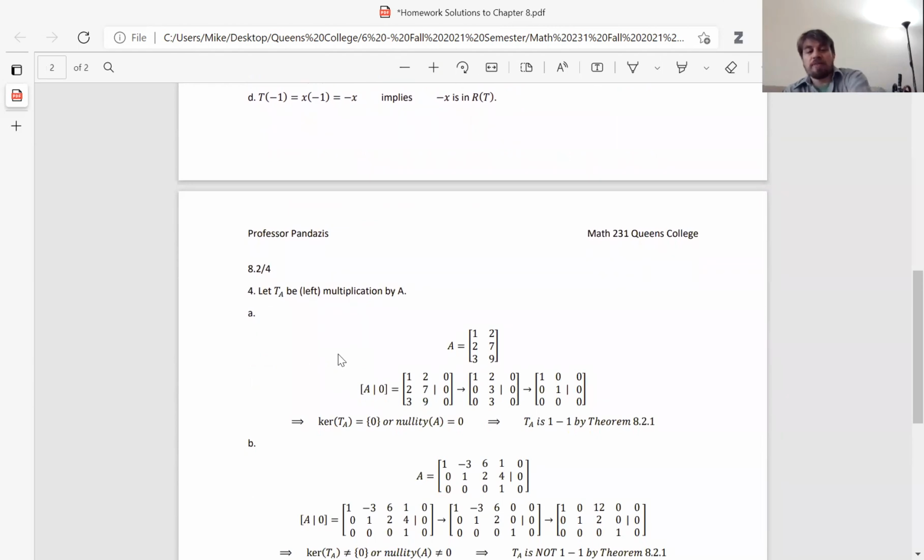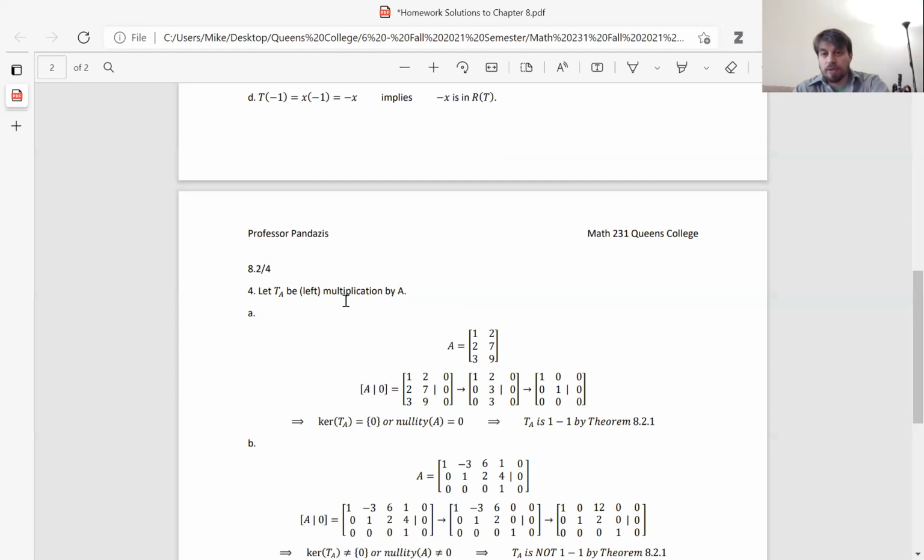The next problem is 8.2 number 4. It says determine whether multiplication by A is 1 to 1 by computing the nullity of A and then applying theorem 8.2.1. Theorem 8.2.1 is in the book, on page 458 near the bottom. It says if T from V to W is a linear transformation, then the following statements are equivalent, or have the same truth value.